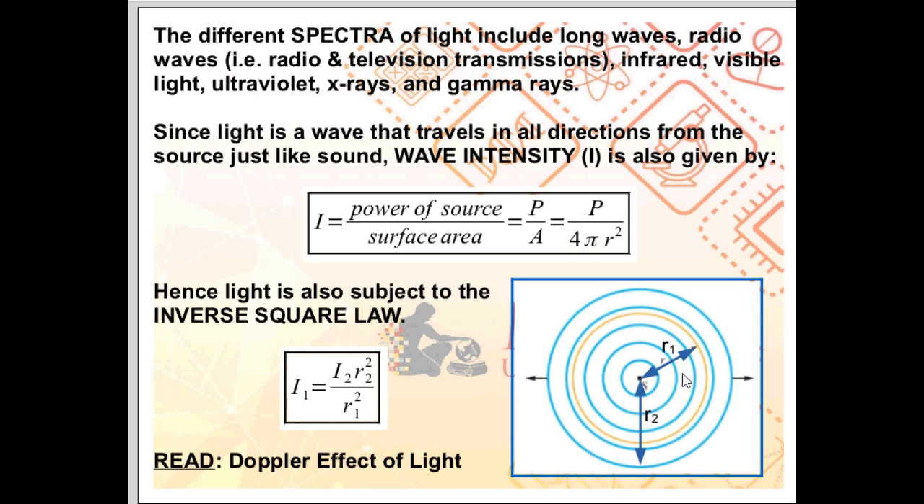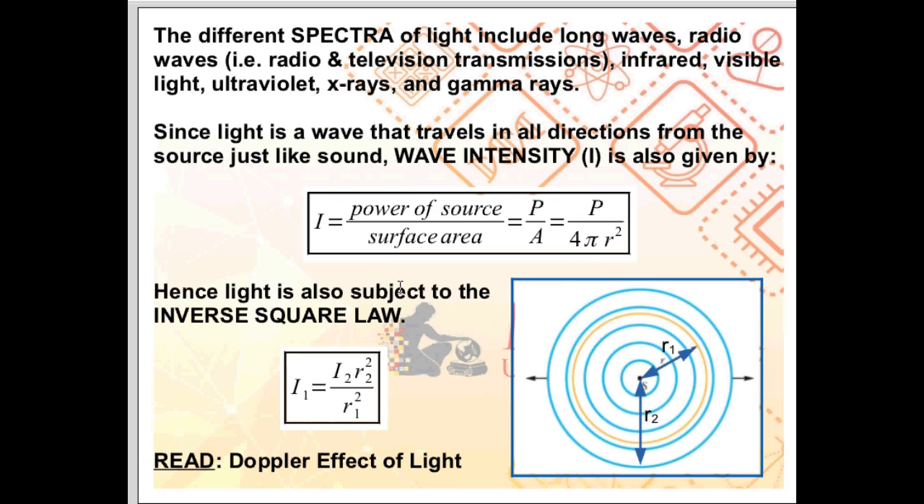If we take the intensity I1 at point 1 and intensity I2 at a different point 2 and then divide I1 by I2 using this equation for I1 and I2, we get what is referred to as the inverse square law. I1 is equal to I2 r2 squared over r1 squared. Again, I1 is the intensity at point 1 and I2 is the intensity at point 2.